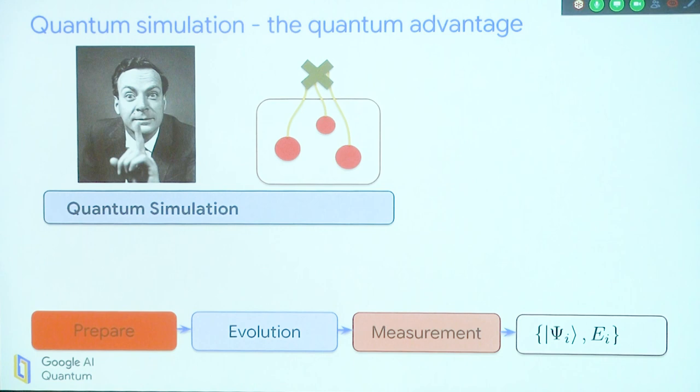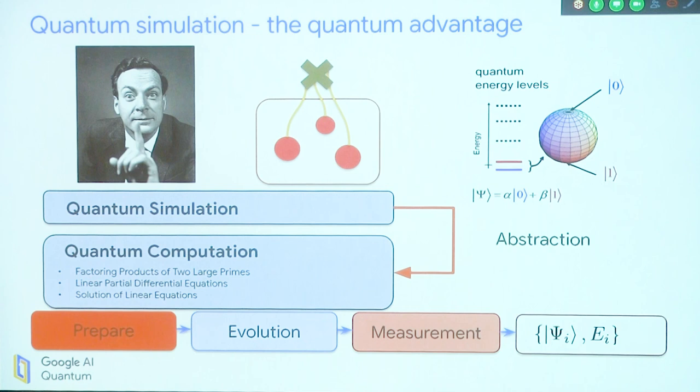But you might say that simulating particles is quite a bit different than factoring numbers. And for this, we needed this abstraction where we leaned on computer science a bit to move to more abstract problems like linear partial differential equations, factoring products of two large primes.